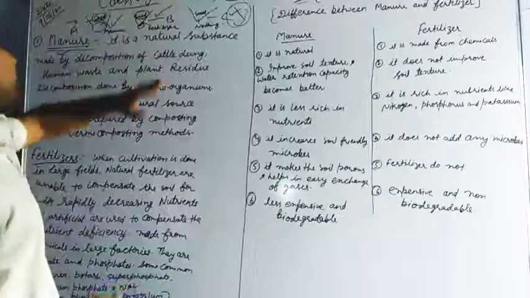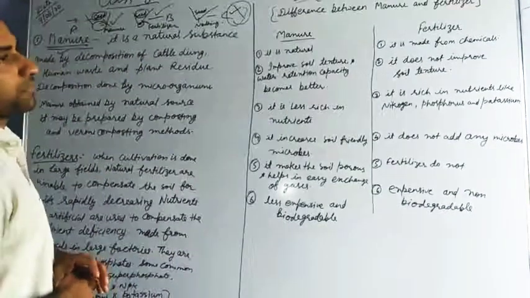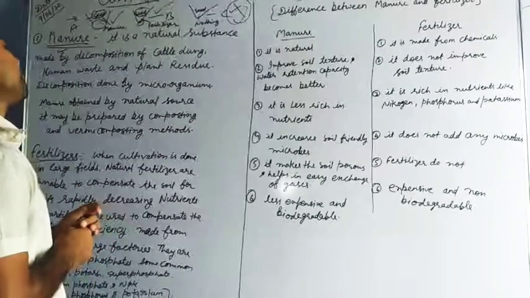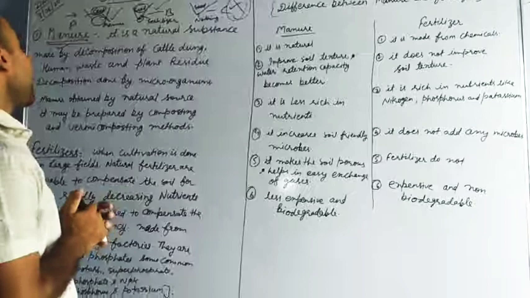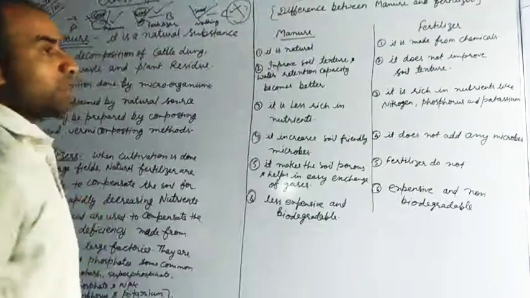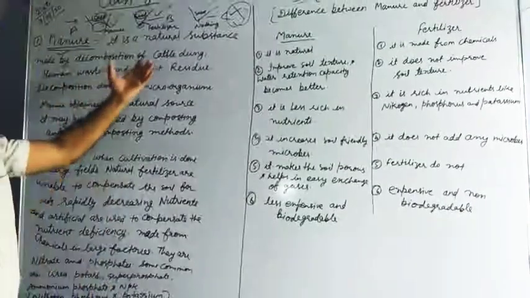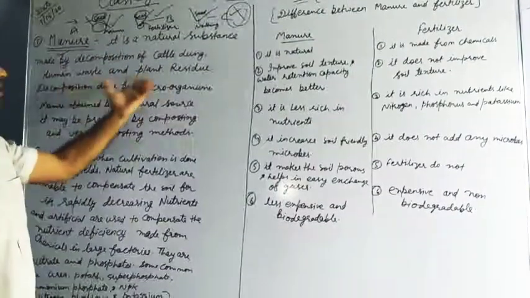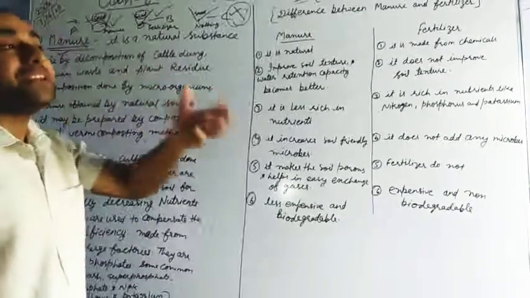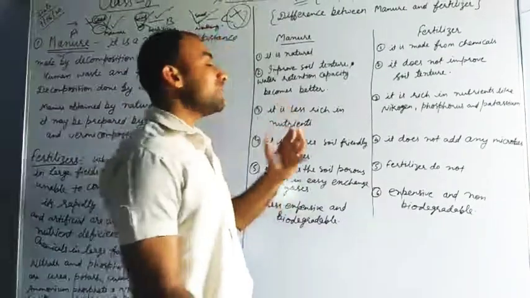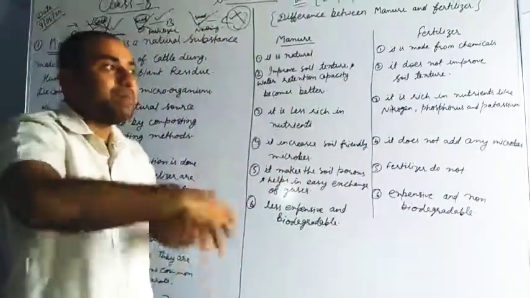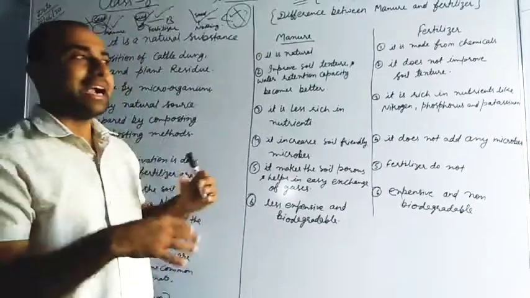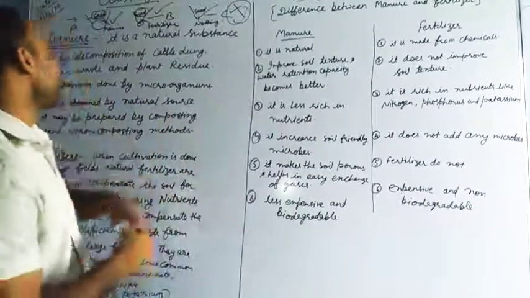Natural substance made by decomposition of cattle dung. It is the substance which we prepare with the help of cattle dung, human waste and plant residue. Meaning cow dung, buffalo dung, like that. Human waste, plant residue meaning leaves, detritus, which you say. All these things naturally mix into the soil, adding nutrients to the soil, and that soil becomes fertile because of that.